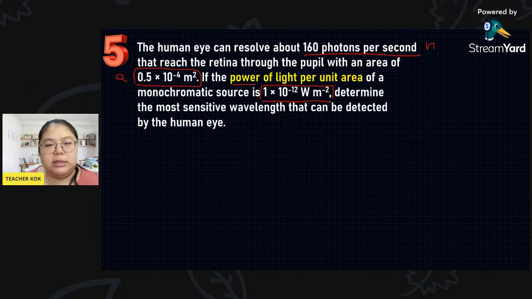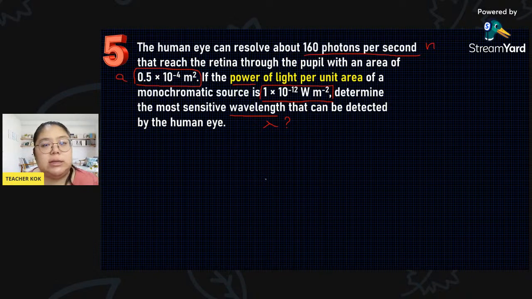Actually, they just want to play about the physical quantities. You can see the unit. They just want to play on it. So that means later you go to ignore this one, the power of -2. How to ignore? You need to multiply by the area, then they will cancel. So you need to determine the most sensitive wavelength that can be detected by the human eyes. So you need to find lambda.